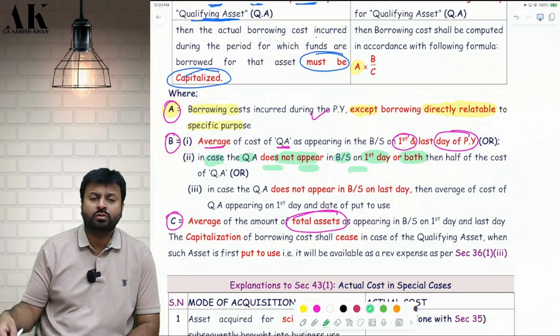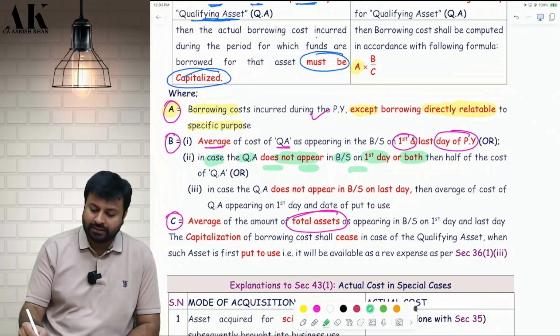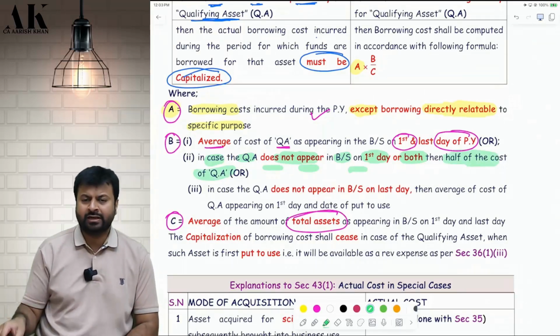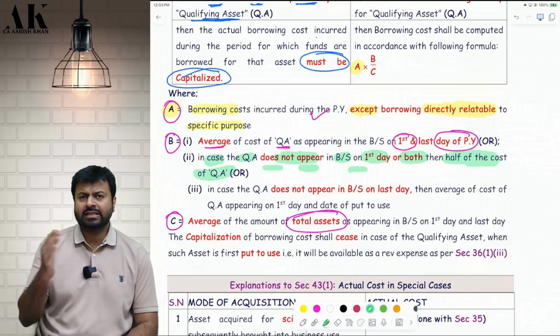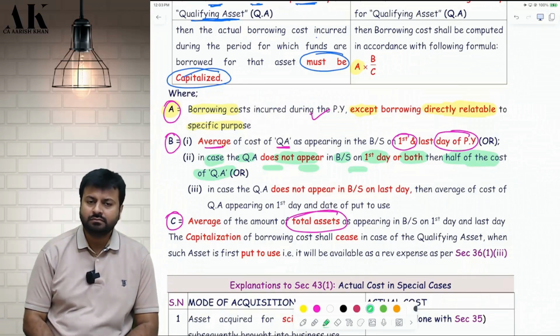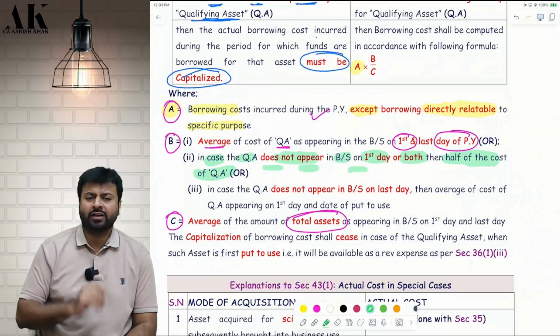Then what shall I do? What shall I take B as? Then B will be half of the cost of the asset. Is it clear? Whatever is the cost of the asset, take half. That will be considered to be the average.